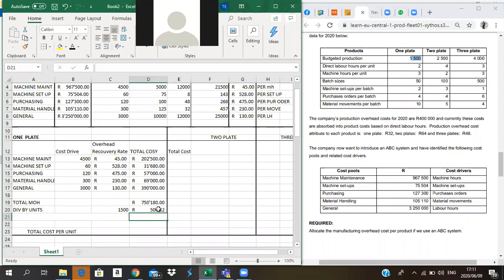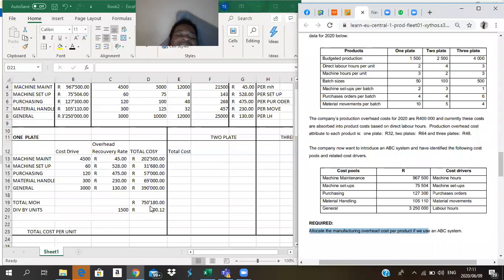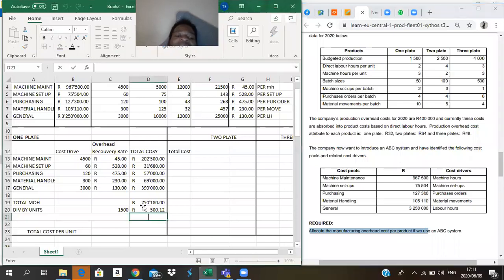Please repeat that, Thapelo. Remember the question here. They said allocate the manufacturing overhead cost per product. So you're looking for per product. And this 750,000 there, that's the total cost incurred for one plate. So to get the cost for one product, I'm going to take this total cost and divide by the number of units, giving me this 500.